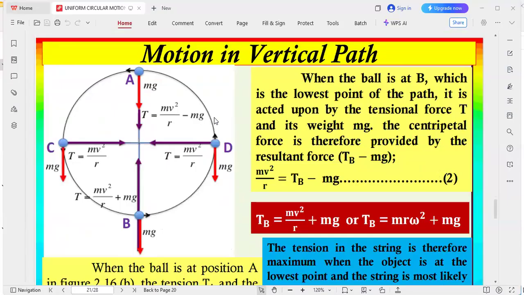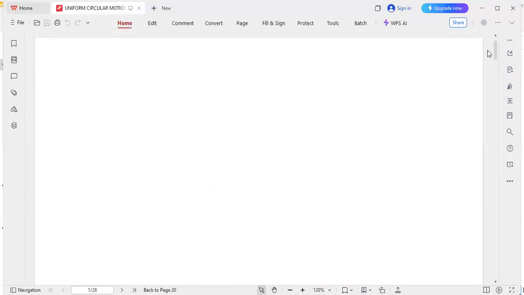Now we move to vertical motion. Vertical motion, as I said in the previous lesson, is motion that looks like this.